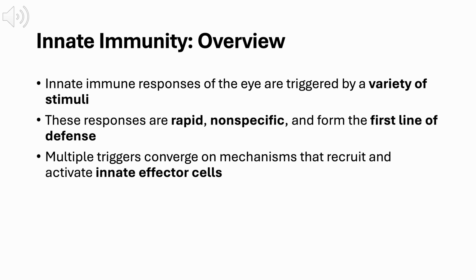With the distinction between autoinflammatory and autoimmune disease established, we can now focus more specifically on innate immunity within the eye. A wide range of stimuli can activate this system, including infection, tissue injury, toxins, and cellular debris. Despite these different triggers, the response follows a common pattern. Innate immunity acts rapidly and nonspecifically as the first line of defense. These pathways ultimately converge on the recruitment and activation of innate effector cells, including neutrophils, macrophages, mast cells, and dendritic cells. The following slides will examine the mechanisms that initiate and coordinate this response.